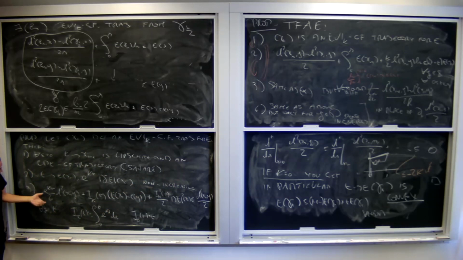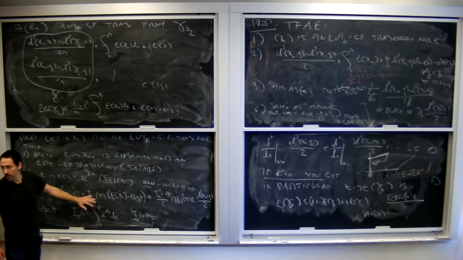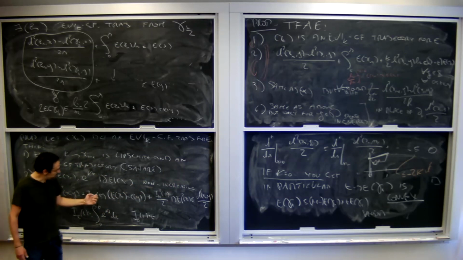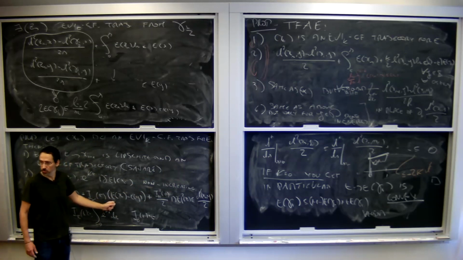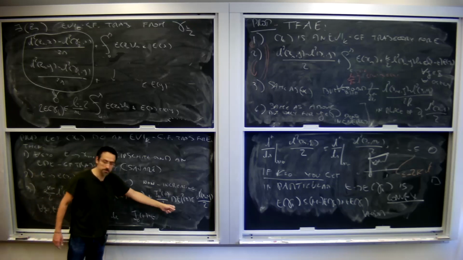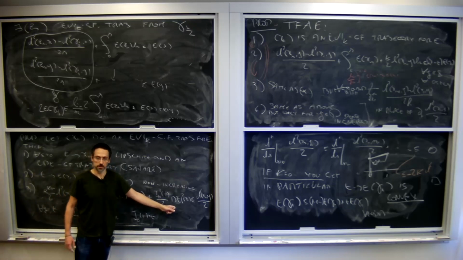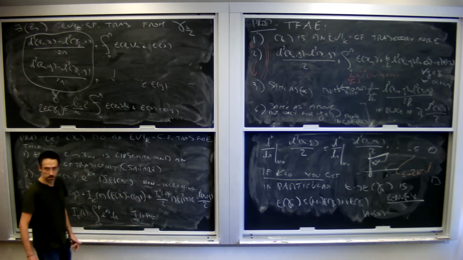So this goes to 1, it is a constant. This goes to 0 as t. So I'm saying that t times the energy remains controlled, and t squared times the square slope remains controlled.